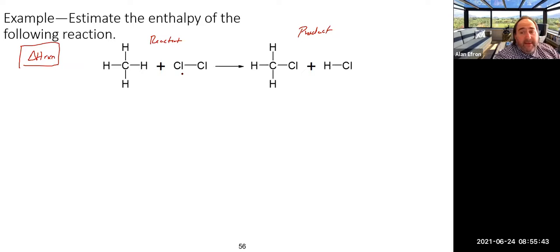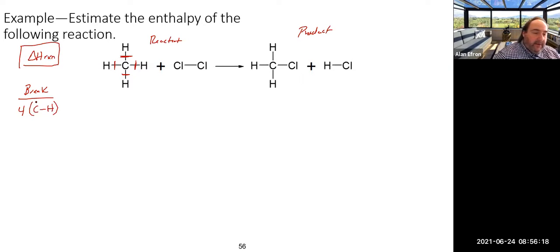It's very common. Sometimes people will miss bonds when they just look at the chemical formulas and not the Lewis structures. So let's take a look here and see what we need to do. If we start with our CH4, which is methane, we are essentially going to be breaking one carbon hydrogen bond, two carbon hydrogen bonds, three carbon hydrogen bonds, and four carbon hydrogen bonds. So we're going to be breaking four carbon hydrogen single bonds.